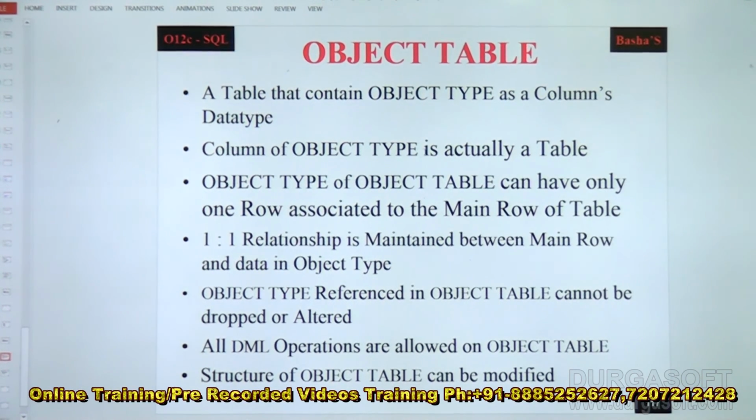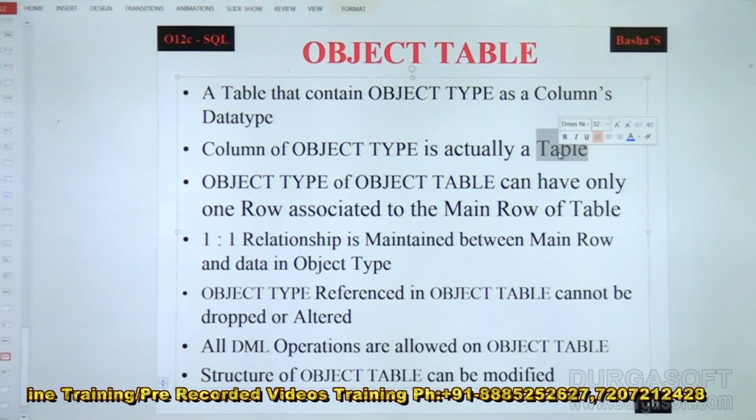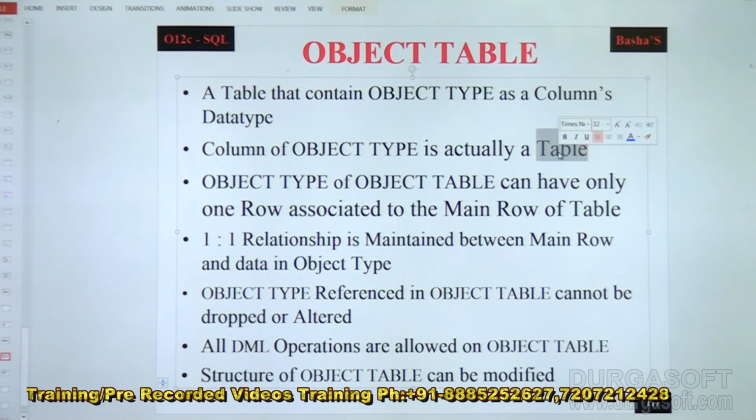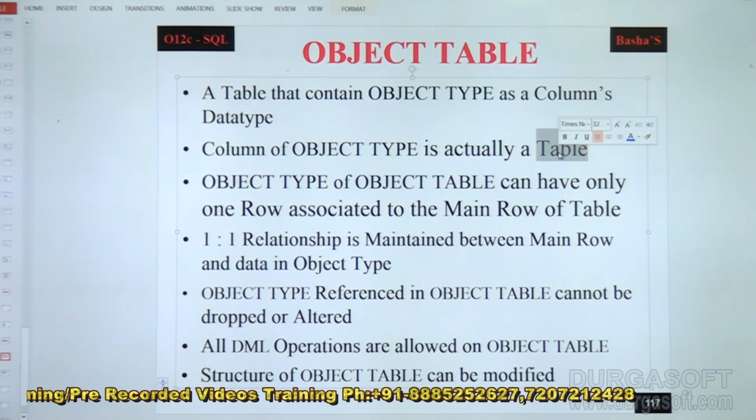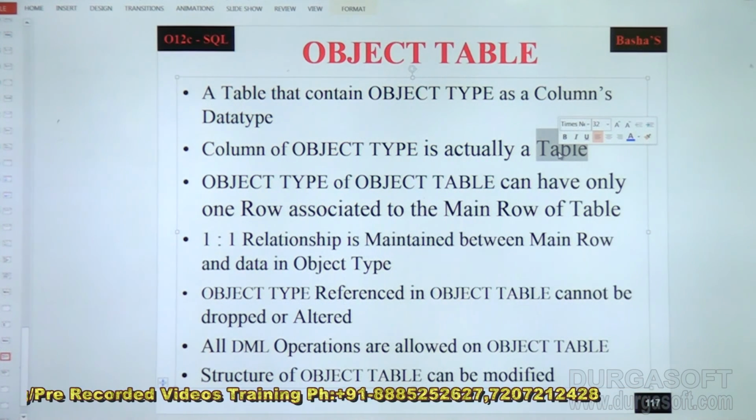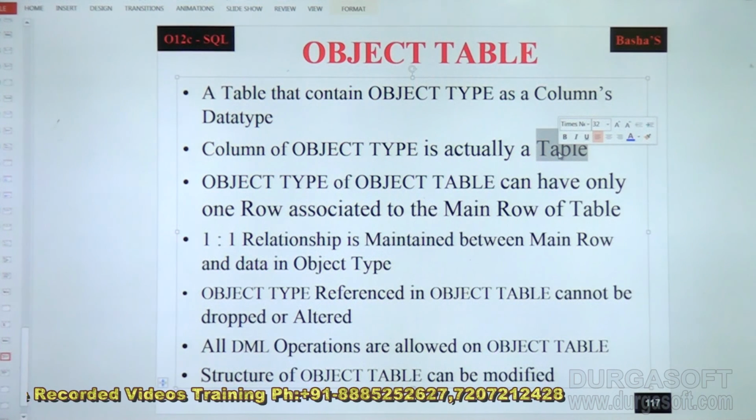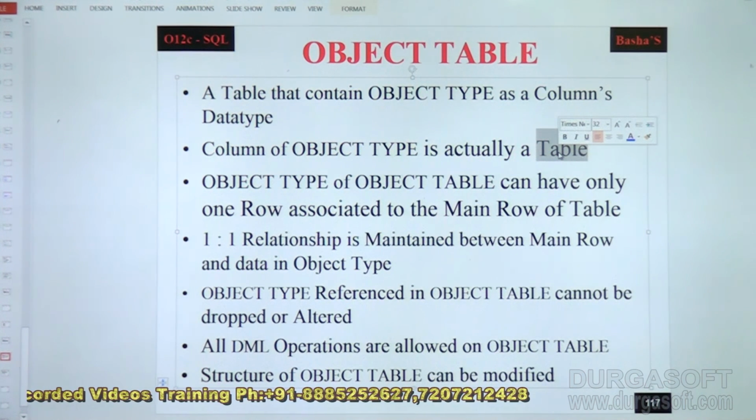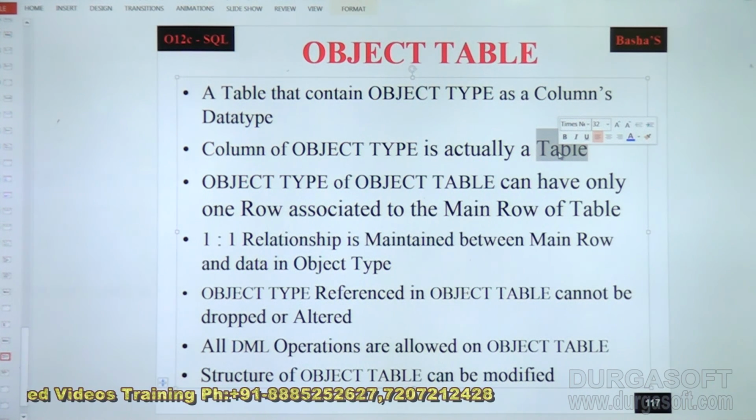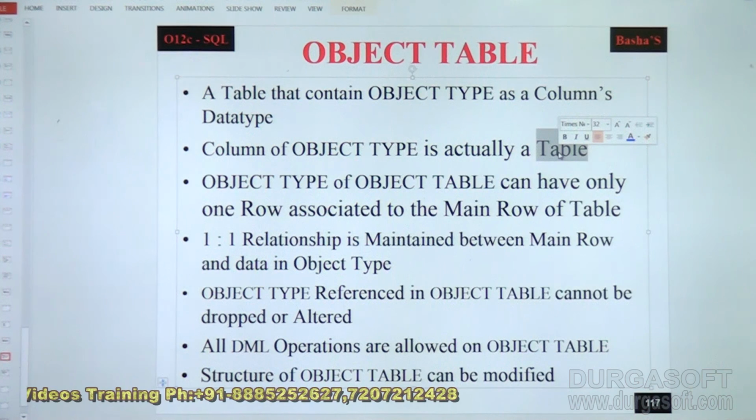See, column of object type is actually a table here. The structure of the object type is also a table. So object table becomes a table inside a table. Structure looks like nested table, but there is a difference here.